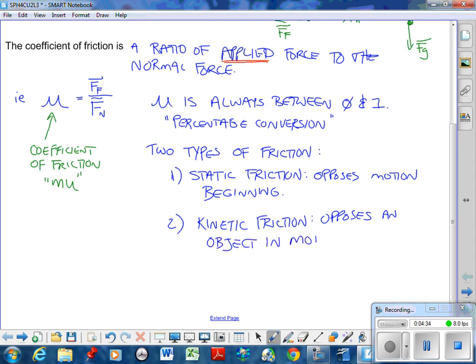All right, so again, two types of friction. We have static friction, which opposes an object starting to move, and kinetic friction, which opposes an object that's already in motion. And we always write it as mu s for static and mu k for kinetic. And static friction is always greater than kinetic friction. So if you think back to an object, it's always harder to get something rolling than it is to keep it rolling. Okay, and that's because static friction is so much greater.